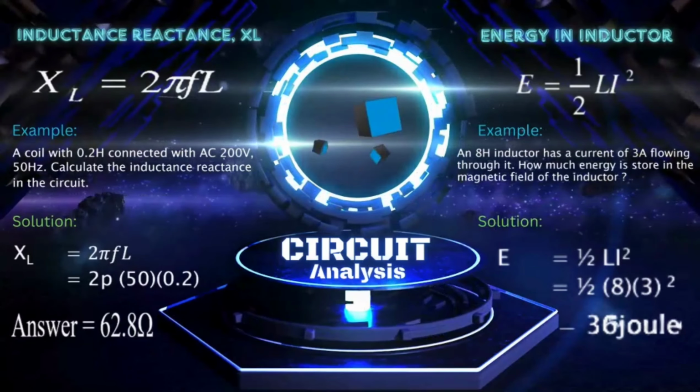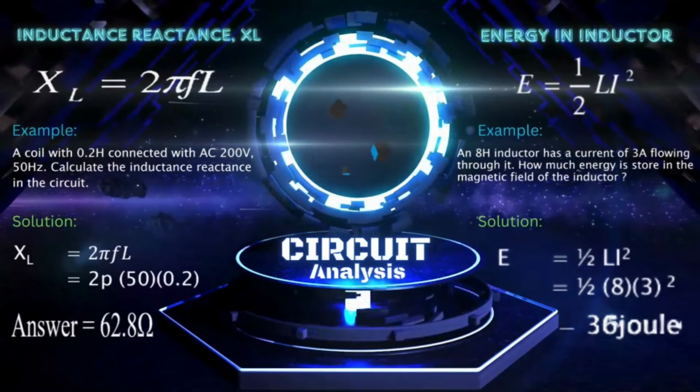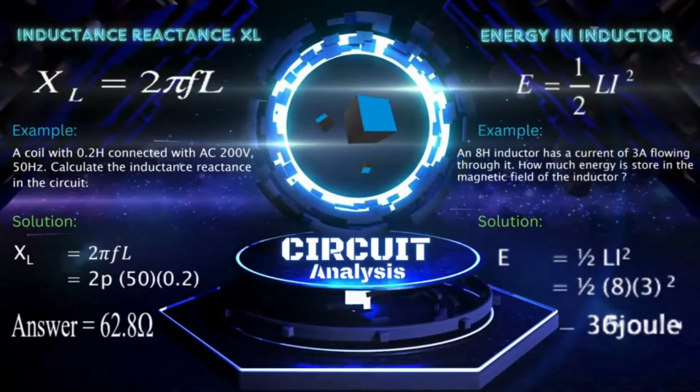As we can see in the example, given the value of inductor is 0.2 Henry, AC voltage 200 volt and frequency is 50 Hz. Energy in inductor is produced when an electric current flows in the inductor. The energy is stored in the magnetic field of the inductor. The value of energy in an inductor is given by the formula E equal to 1 over 2 multiplied by L I squared.